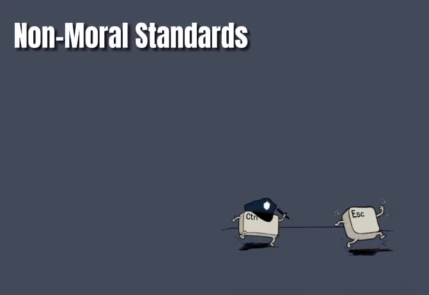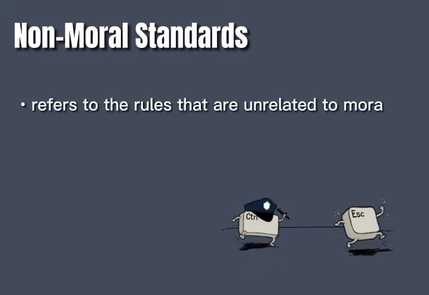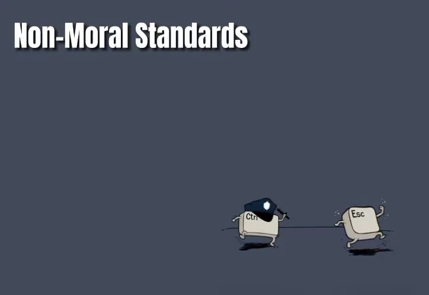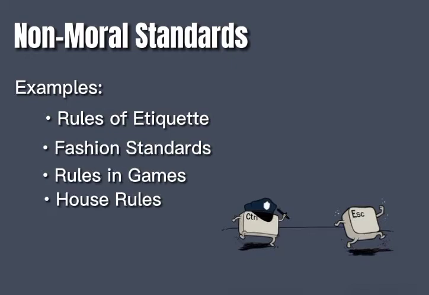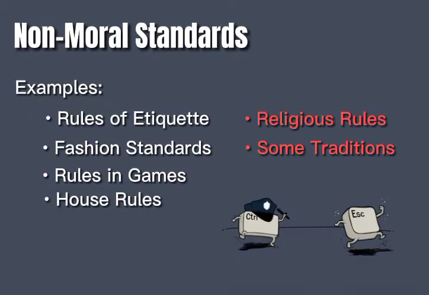Meanwhile, non-moral standards refer to rules that are unrelated to moral or ethical considerations. Basic examples of non-moral standards include rules of etiquette, fashion standards, rules in games, and various house rules. Technically, religious rules, some traditions, and legal statutes, for example laws and ordinances, are non-moral principles, though they can be ethically relevant depending on some factors and contexts.